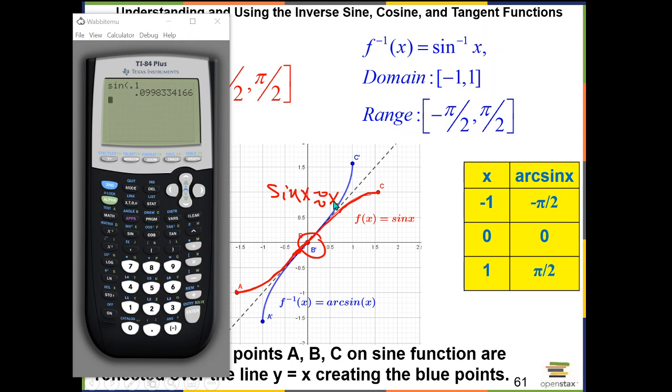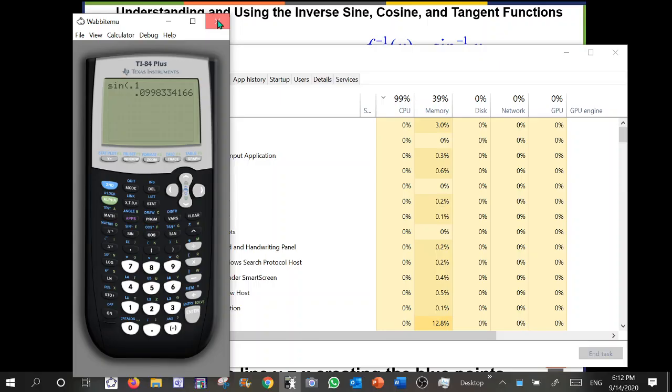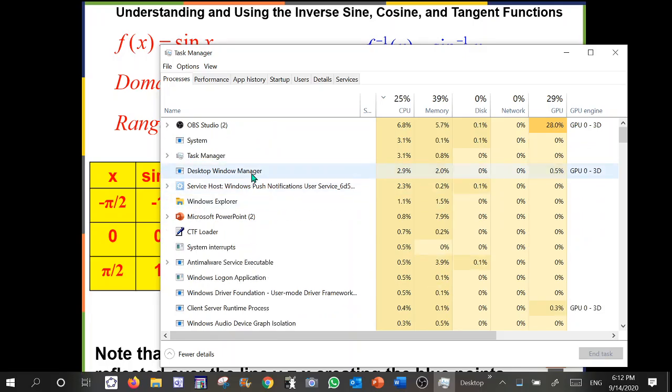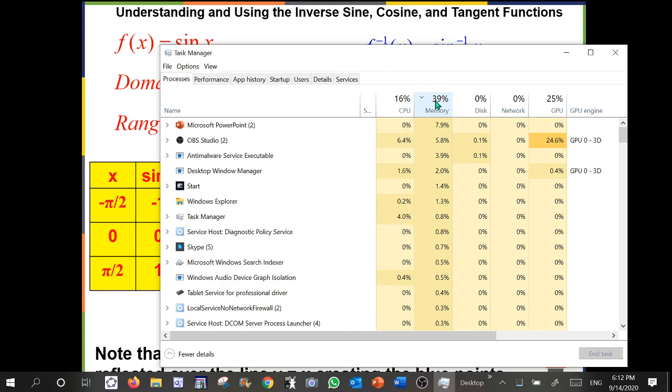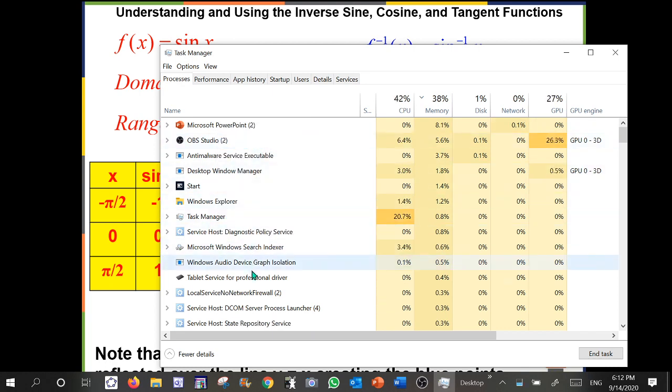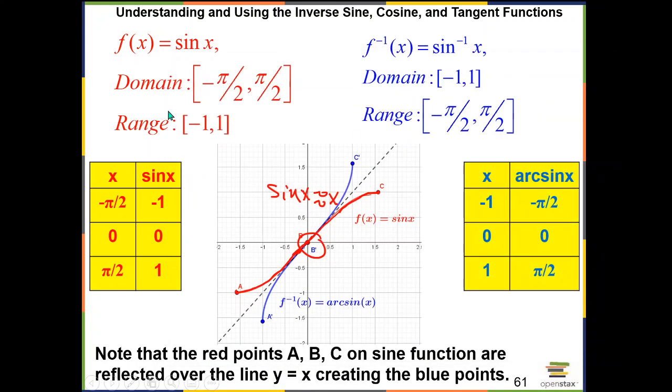Okay? I think that program showed up in the background again. Let me see if I can see it and get rid of it. Where did it go? There we go. Where is that program coming from? It's Skype. Let me get rid of that first. Tablet services. This one right here. What is that? Oh, that's my video program. Okay, that's good.